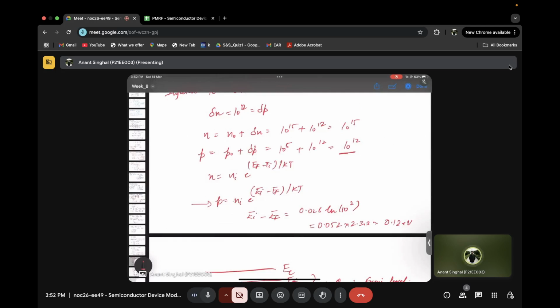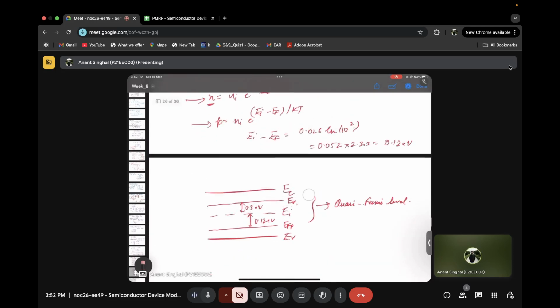No, no, I did take for N type. So I tried to calculate for both P and N. So if you try to understand here, this formula was for when we have a complete N type semiconductor. There was no injection, right? So there was this Fermi level, which is present in general, 0.3 electron volt above your EI, which is this case.